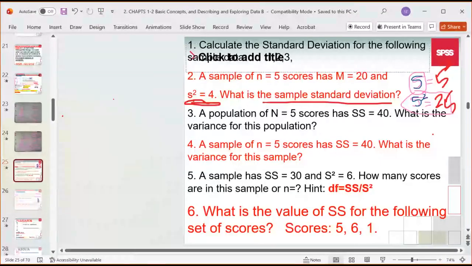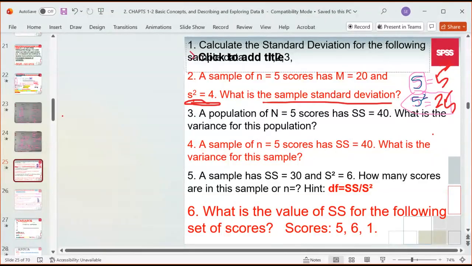So do all these activities and let me know if you have any problem with any of them. Let me know before you take your quiz. Keep in mind you can take your quiz twice and Blackboard will select the highest score. A population, again, has 5 scores. SS is 40. What is the variance for this population?